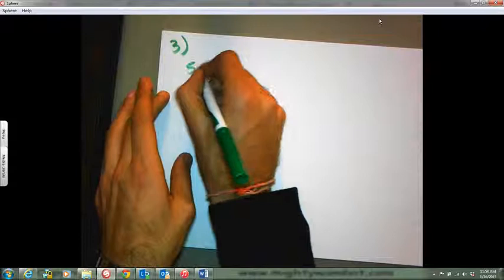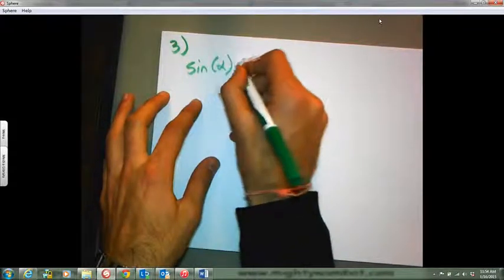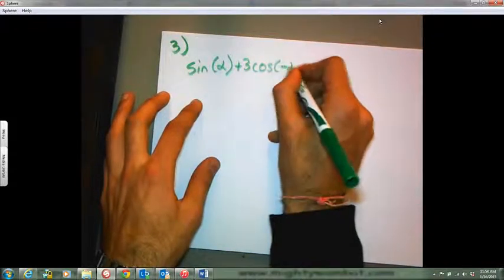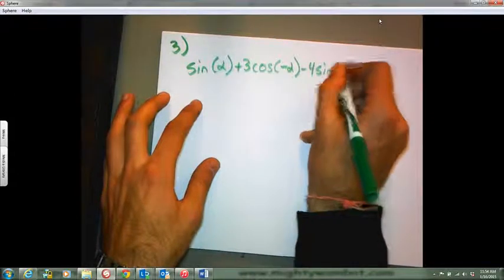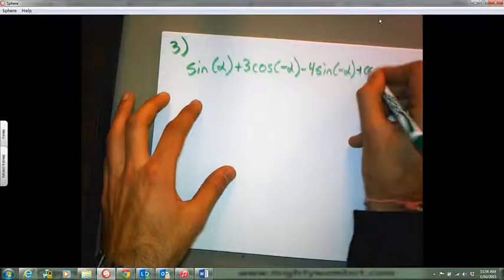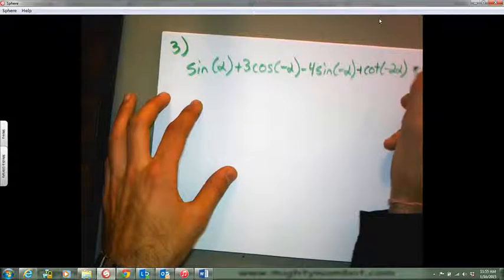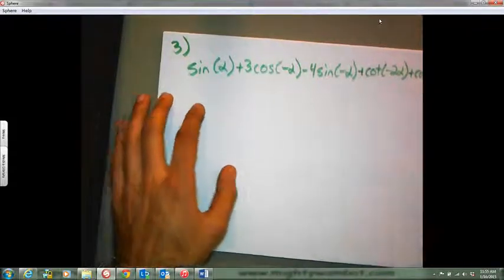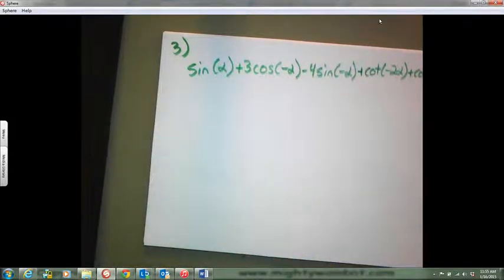Sine of alpha plus 3 cos negative alpha minus 4 sine negative alpha plus cotangent of negative 2 alpha plus cosine of alpha. Why do I keep saying theta? This is not theta. This is the Greek letter alpha, not theta. Sorry, I'm so used to saying that.